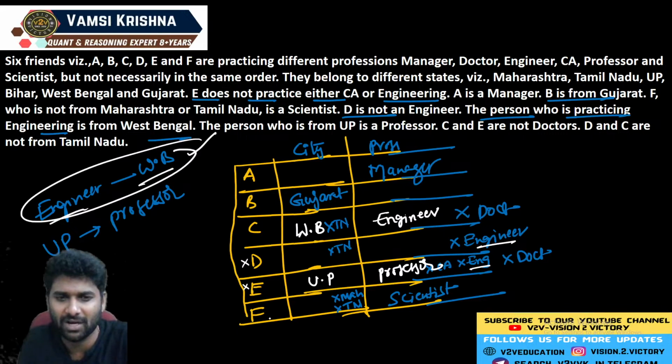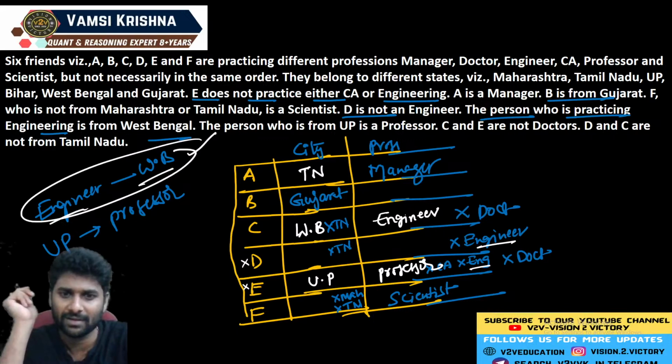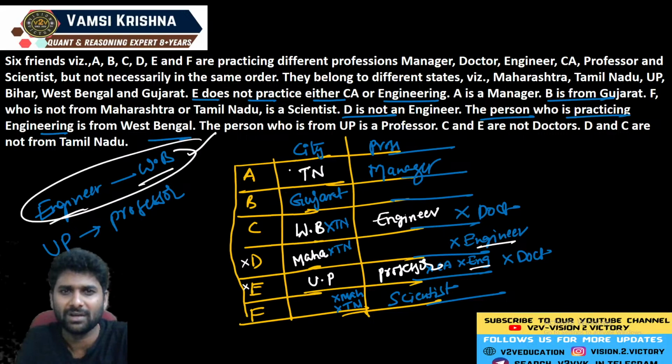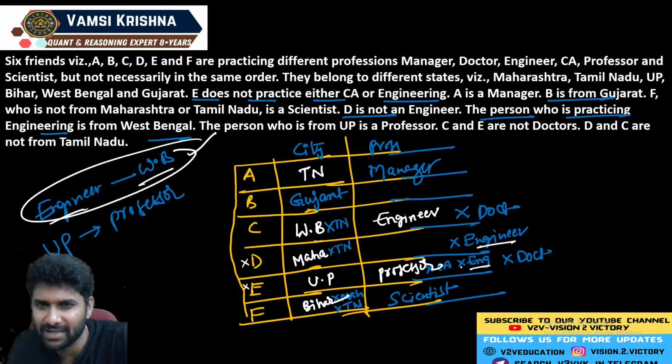So definitely Tamil Nadu is not D and F. Definitely Tamil Nadu is A. Now F is not Maharashtra, so definitely B is Maharashtra. Now, what about the left city here? Maharashtra, Tamil Nadu, UP, Bihar. So F is the Bihar, guys. F is the Bihar. Now, what about the remaining one?